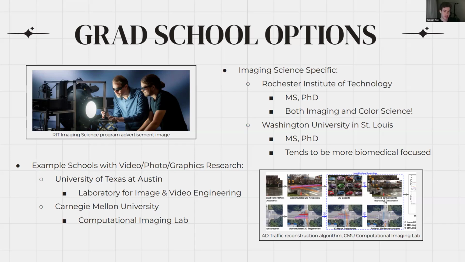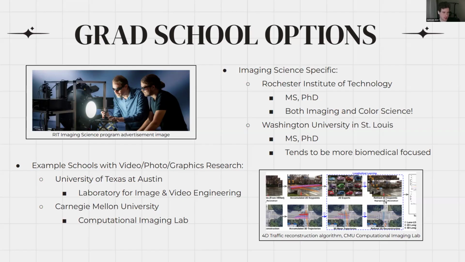So RIT is a really cool school, to be honest, with these programs. They offer both imaging science and color science programs, depending on what you're most interested in. The imaging science program is a little bit more electrical engineering adjacent, whereas the color science is a little bit more psychology, neuroscience adjacent as far as the technical backgrounds. But they're both really fascinating programs, and I've considered going to both of them a lot. The Washington University in St. Louis program, the other imaging science program, tends to be a little bit more biomedical imaging focused, a lot of microscopy and related medical imaging things. But they also do some stuff with more traditional photographic imaging, things that could be film adjacent.